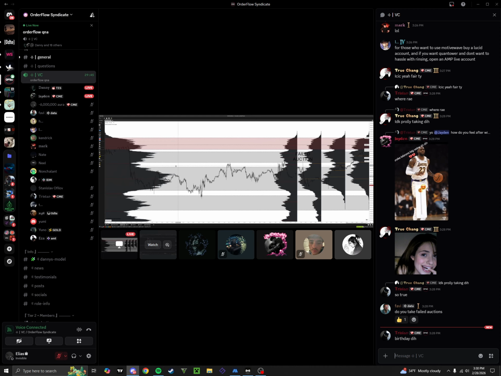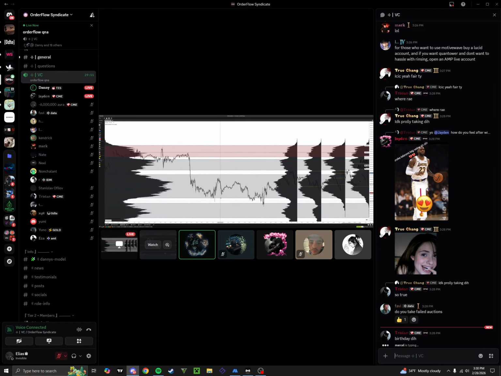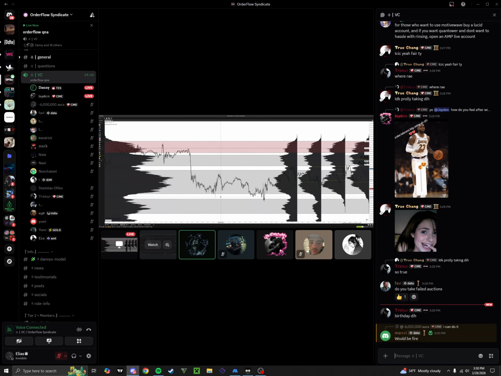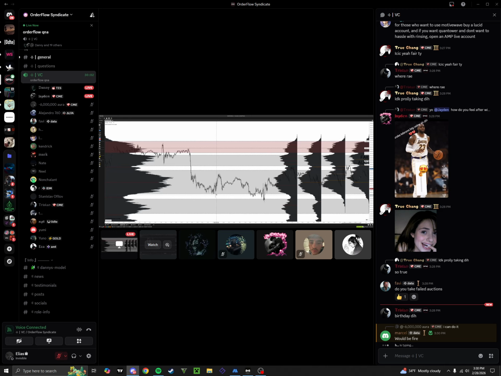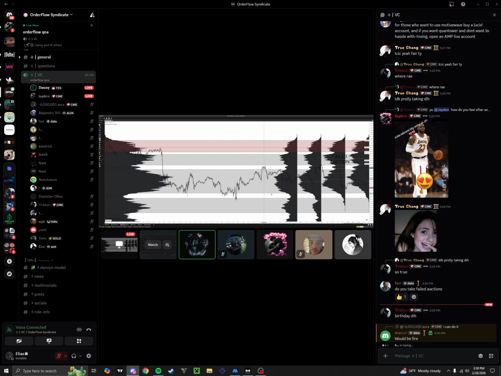Here's another example. We didn't quite get into the other balance, but it's kind of a zone. We get this massive wick, which, if you trade ICT, is a rejection block. It's just a fail.